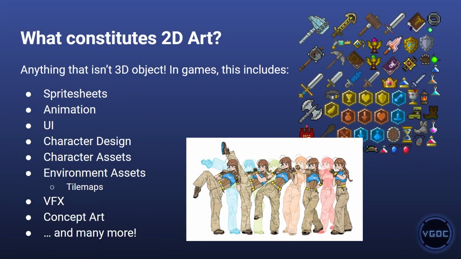So, what constitutes 2D art? Essentially, it's anything that's not a three-dimensional object. But getting into more specifics, there are sprite sheets, animations, which lean into sprite sheets. There's UI assets, character design, character assets, environmental assets, which includes tile maps and other forms of environmental assets, VFX and particle effects, concept art, and a lot more. You can see on some of these examples, on the bottom some concept art, top right can be some UI icons used for different weapons or things in a game. So there are lots of things that apply to 2D art, and we'll be going over some of those later.